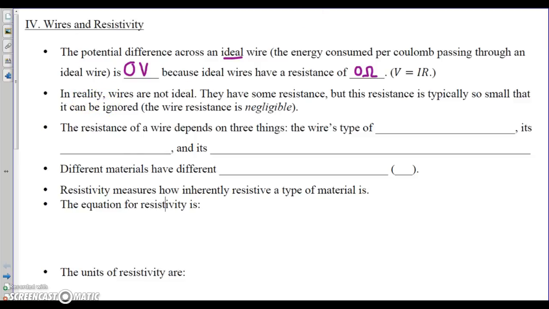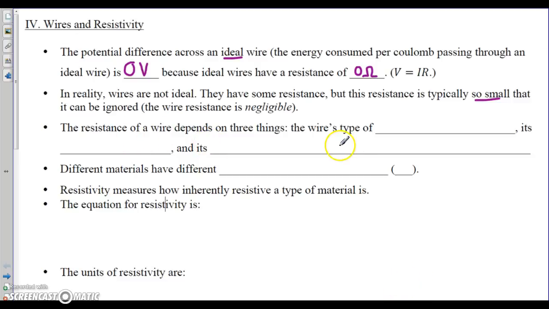But in reality, this is not how things really work. In the real world, wires have some resistance. Typically the wire resistance is so small we can ignore it. We say it's negligible. The resistance of a wire, though, does depend on some other things, so you can make the resistance really small by looking at what impacts that resistance.